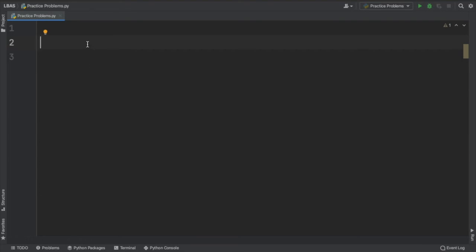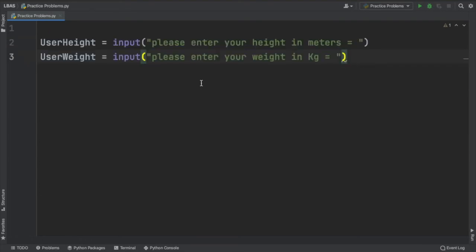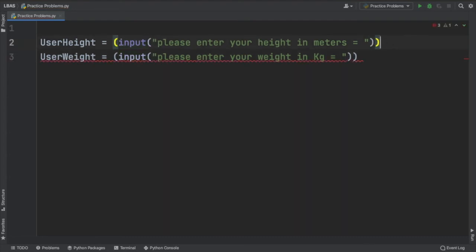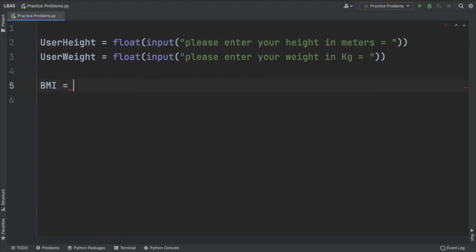So let's use the input function again. Now remember what we had to do, because whatever input the user gives is a string by default. So we're going to have to convert that string to a float. And usually height, weight, and all these things have to be converted to a float, because integer isn't very precise and will not give you exact answers. User weight divided by user height.